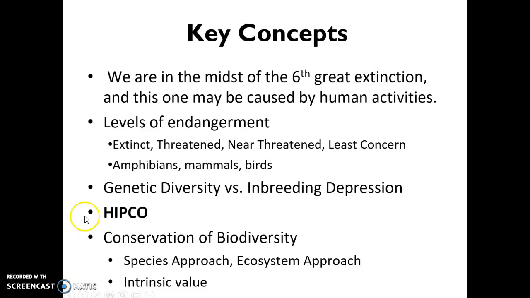One thing I don't have on here, you should also remember that the decline in biodiversity is occurring both in wild organisms, wild animals, etc., and in our food supply. And the last point is how we are approaching the conservation of biodiversity. There's the species, single species or small group of species approach, and the ecosystem approach. And also consider humans' valuation of biodiversity and its intrinsic value and its instrumental value.